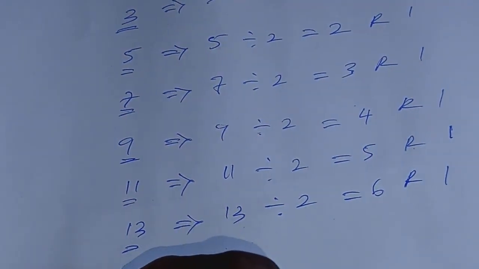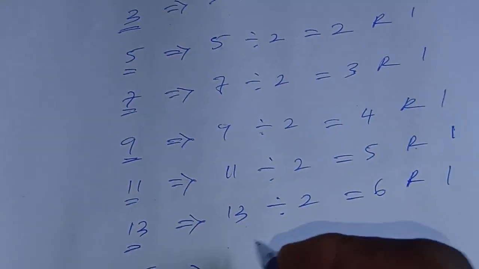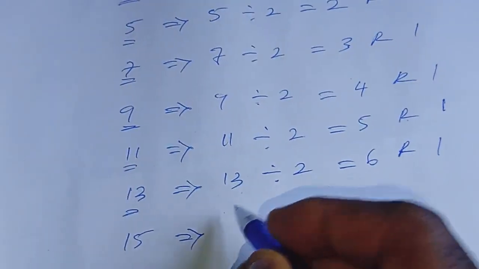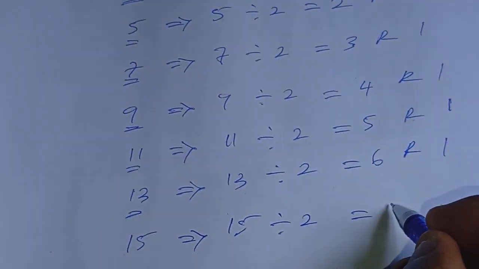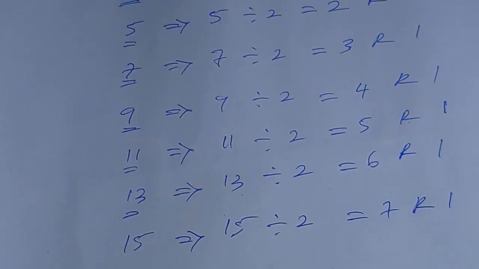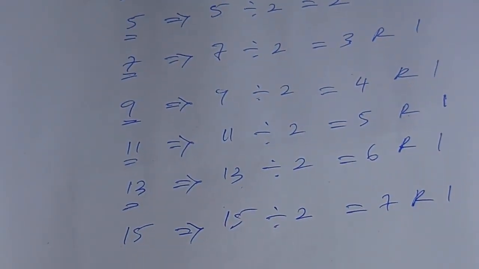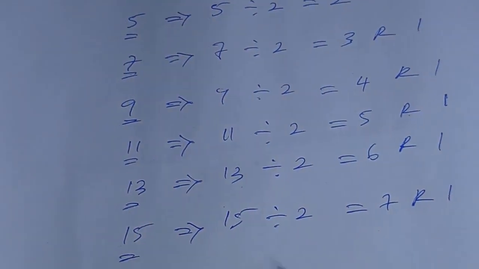Finally, let's put 15 there just to complete the circle. 15 is an odd number. Why? Because 15 divided by 2 will give us what? 7. That's 14, remainder 1. 2 times 7 is 14, and remainder 1 to make it 15. So therefore 15 is an odd number.